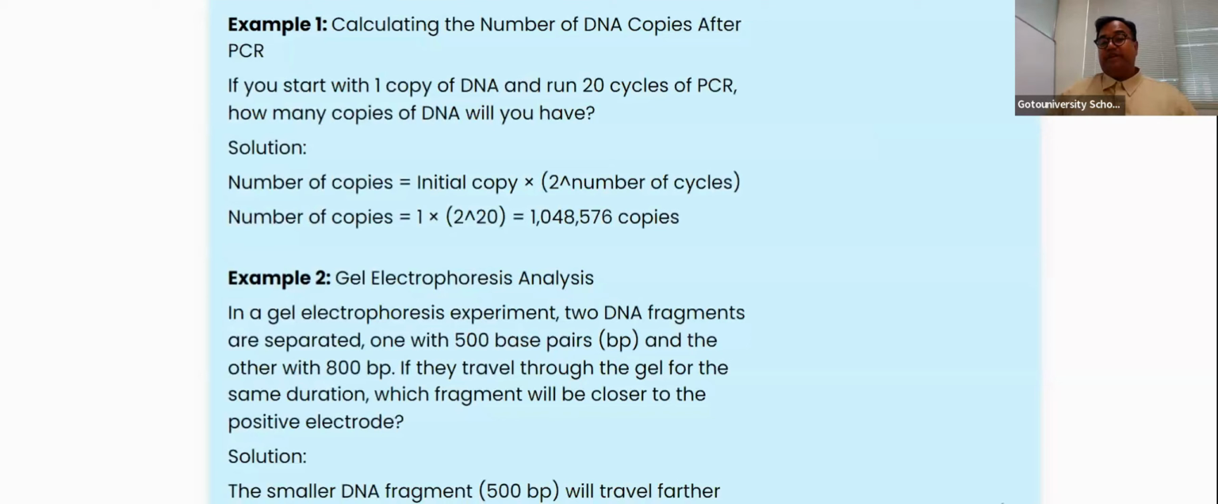So one copy of DNA runs 20 cycles of PCR. That means the number of copies equals the initial copy times 2 to the power of n, the number of cycles. So here, 1 copy, with n substituted by 20, gives 1 times 2 to the power of 20 copies. This formula you always need to keep: initial copy as 1, and then 2 to the power of the number of cycles.